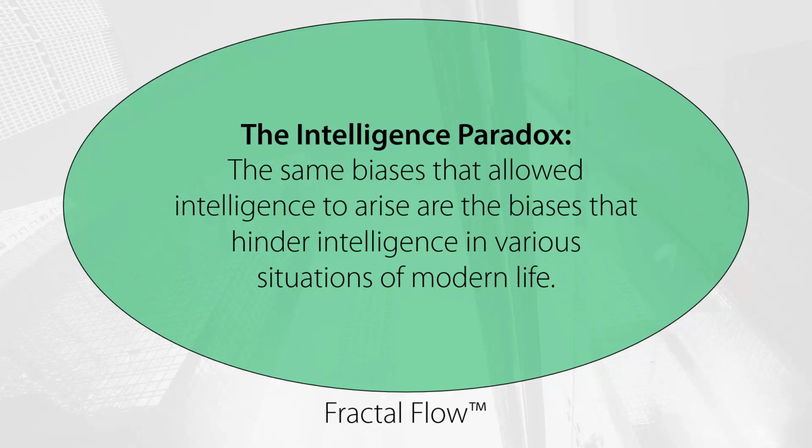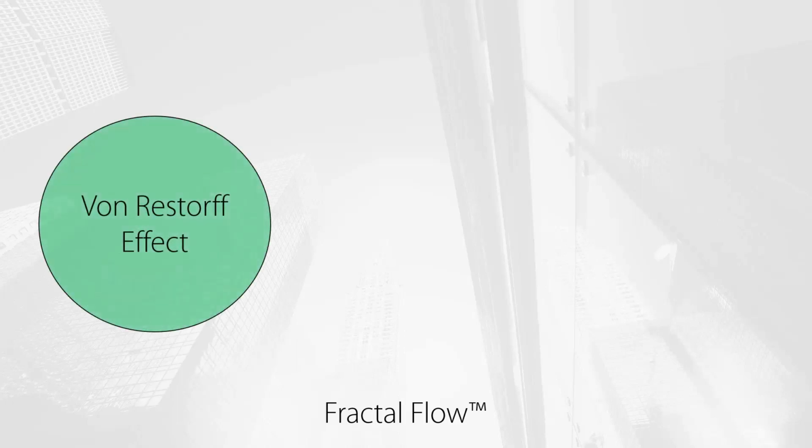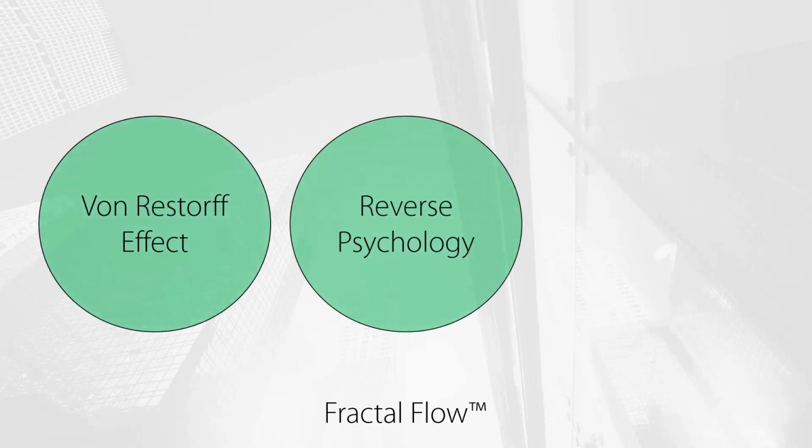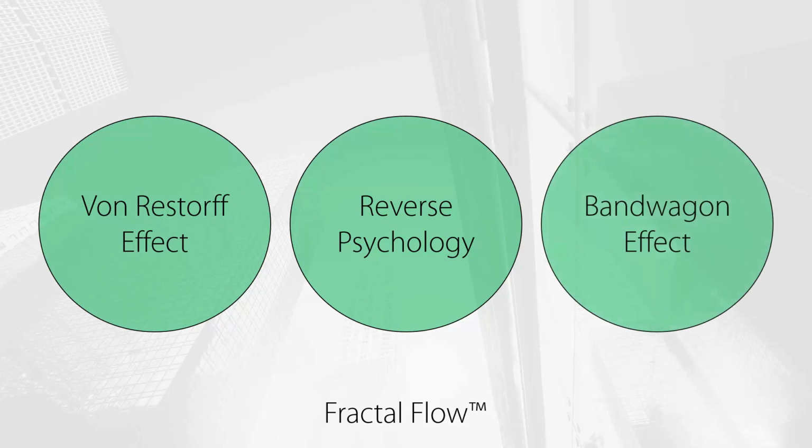Without getting too deep about the origins and developments of the cognitive biases, for the purposes of this course we should focus on three main cognitive biases. The first one is called the von Restorff effect, the second one is called reverse psychology, and the third is called the bandwagon effect. These are the three cognitive biases that market makers take advantage of in various types of situations.